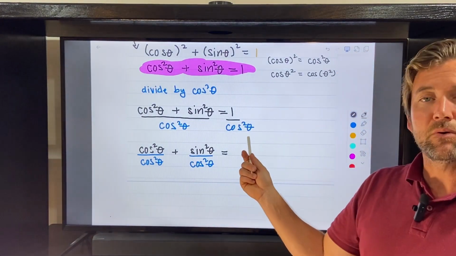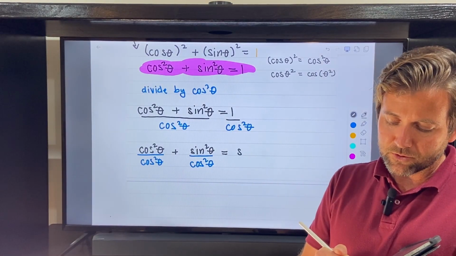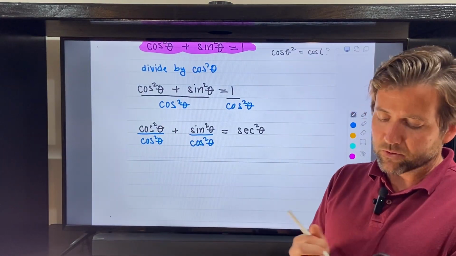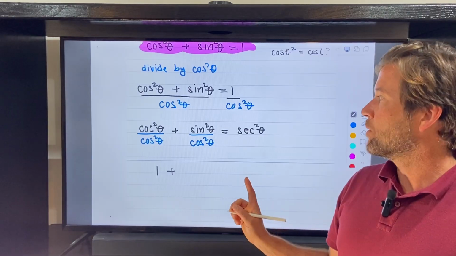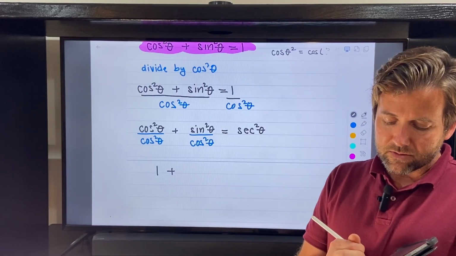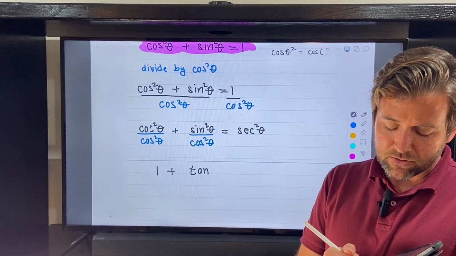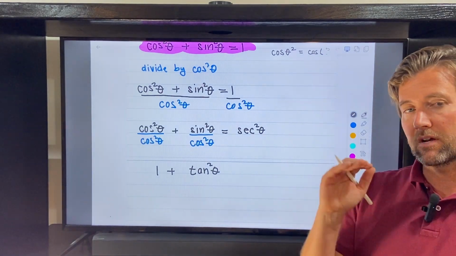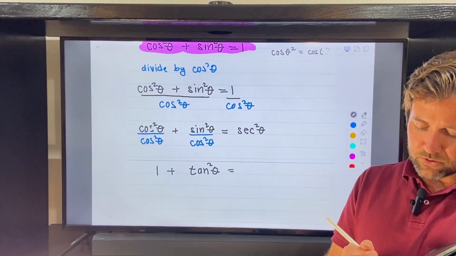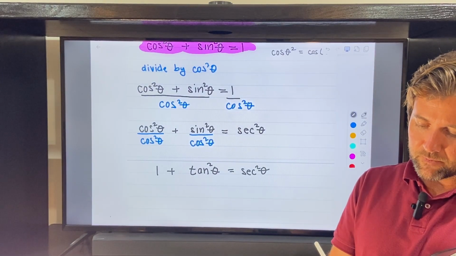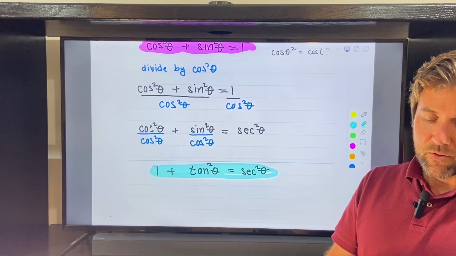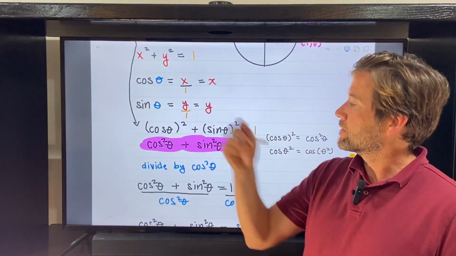This represents the reciprocal of cosine squared theta, so this is equal to secant squared theta. Now cosine squared theta divided by cosine squared theta reduces to 1. And I hope you're familiar with this, but sine squared of theta divided by cosine squared theta is equivalent to tangent squared theta. So when you see sine of theta over cosine of theta, you should think, that's tangent of theta. So 1 plus tangent squared theta equals secant squared theta. This is another one of our Pythagorean identities. We derive this one by using the Pythagorean theorem.